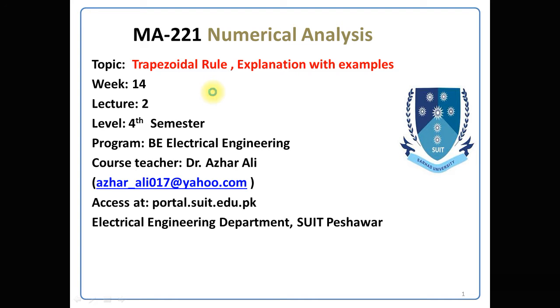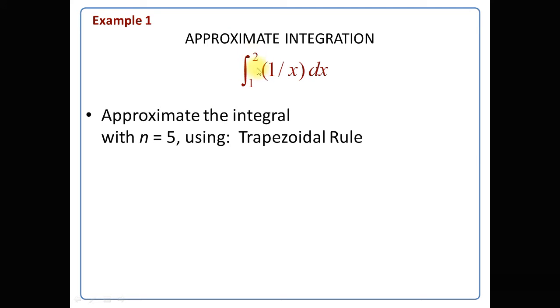Suppose we have a definite integral from 1 to 2 of 1 over x with respect to x. We are going to take the integration of the function 1 over x from 1 to 2. Approximate this integral with n equal to 5 using the trapezoidal rule. n equal to 5 means we will construct 5 trapezoids from the curve of this function.